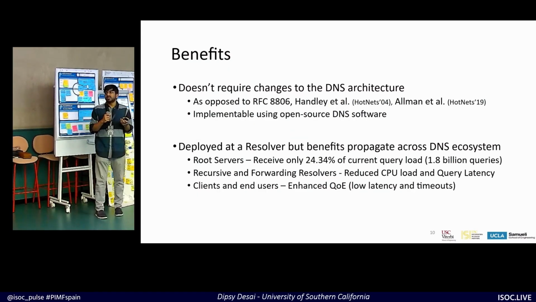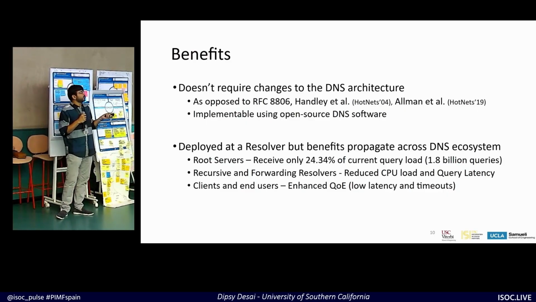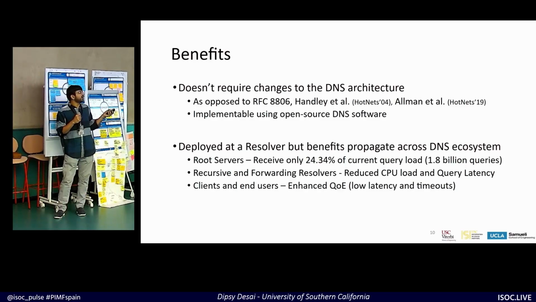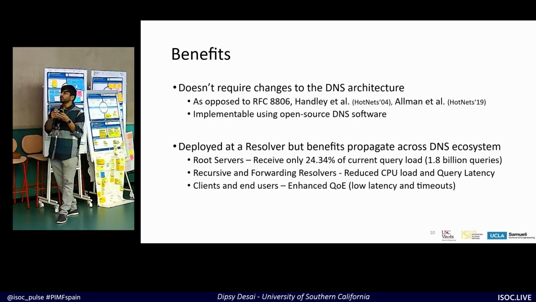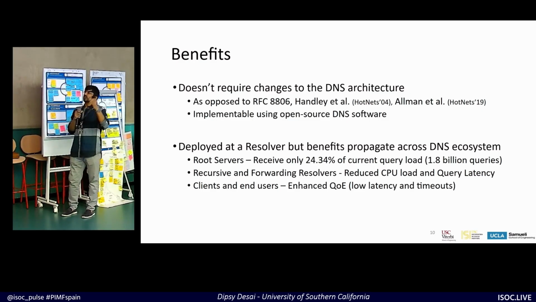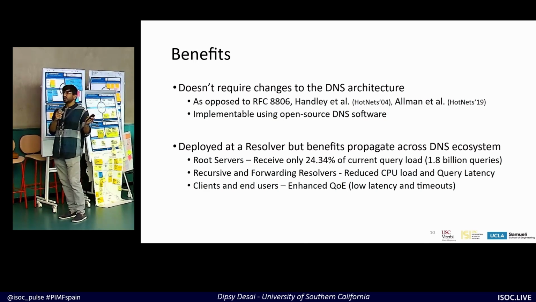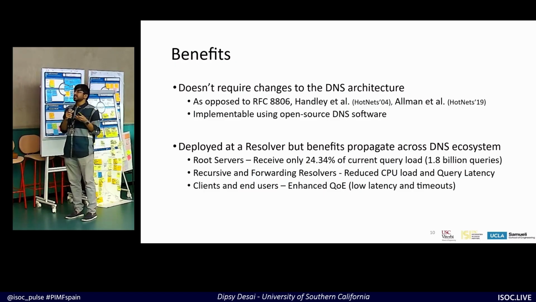So how is this beneficial in comparison with what has already been done? Our approach does not require changes to the DNS architecture, as opposed to what has been proposed in the past. RFC 8806 proposes a move from a root server system to having a local copy of the root server on your resolvers and then not at all talking to the root servers. There have been more radical propositions, such as moving DNS to a peer-to-peer network instead of hierarchical as it is today. And there was one other approach which suggested complete elimination of the root server system at all.